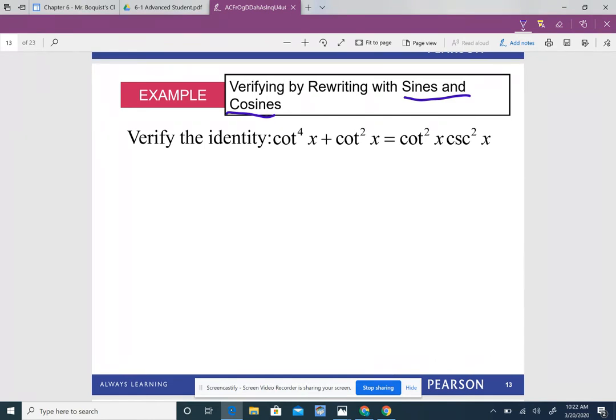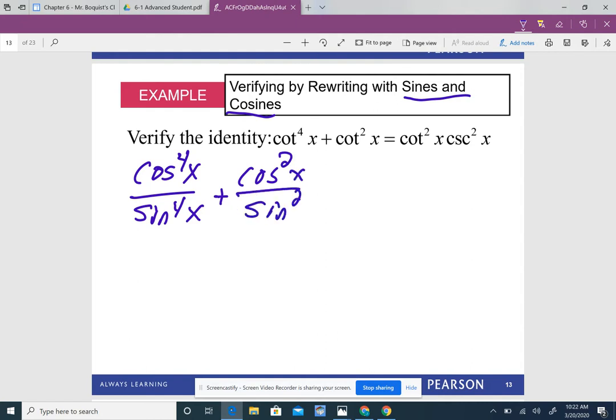So this first one here of cotangent to the fourth, well, cotangent is cosine over sine. So that'd be cosine to the fourth over sine to the fourth, right? And then the next term is cotangent squared. So that cotangent again is cosine over sine. So that'd be cosine squared over sine squared equals. All right, so now the next one says cotangent squared. Well, we just wrote that one. So it'd be cosine squared over sine squared times whatever cosecant squared is. Well, cosecant is 1 over sine. So this would be 1 squared, which is 1, over sine squared.